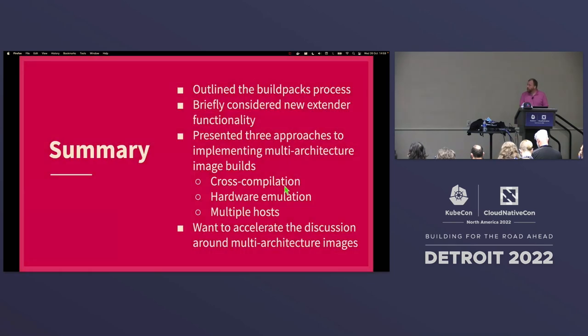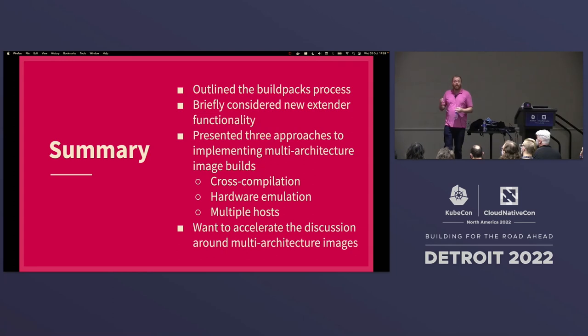So to summarize all this, I need to look at this slide. What I've done so far is outline the Buildpacks process. So hopefully those of you who are new to Buildpacks have learned a little bit about the Buildpacks process. I've briefly, all too briefly, considered the new extender functionality, which has taken us months to develop and is really a cool piece of functionality. And I've presented three approaches to implementing multi-architecture image builds, that is cross-compilation, hardware emulation, or the bare metal approach of having multiple hosts. Why I've done this is because I want to accelerate this discussion around multi-architecture images.